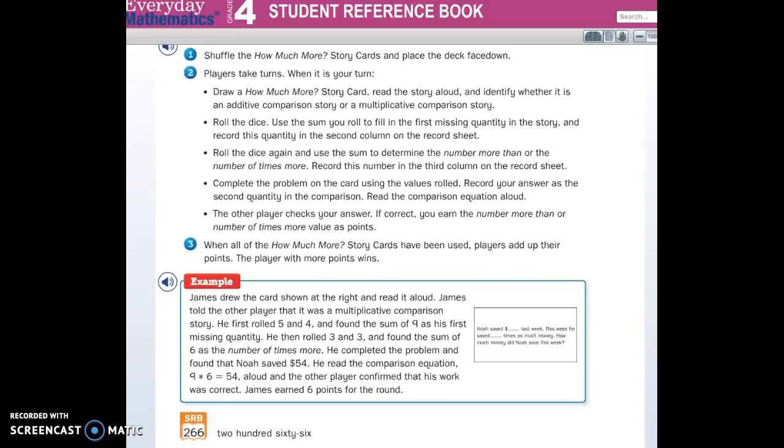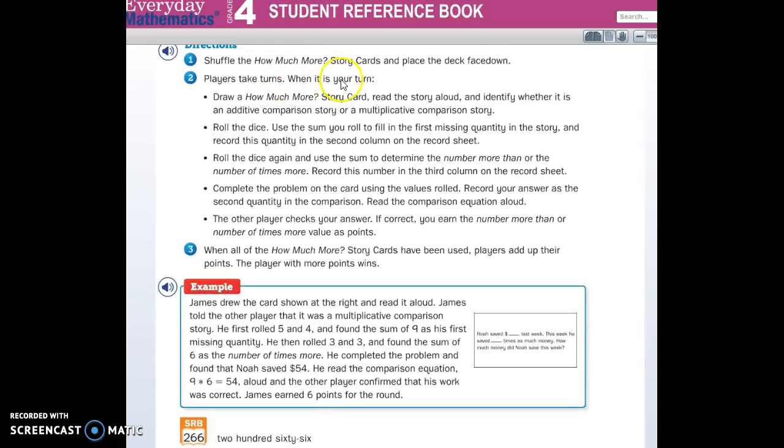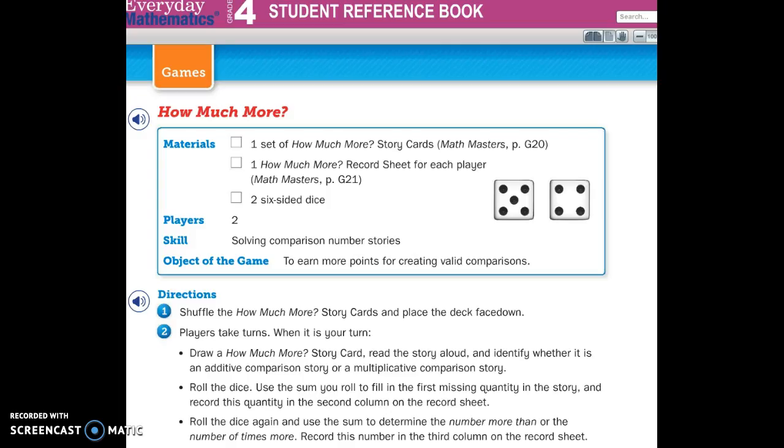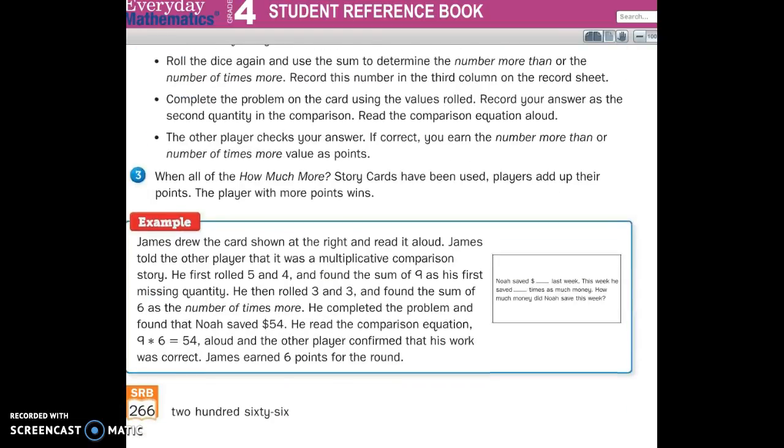So, to get started, you're going to shuffle up the how much more story cards and place them face side down. And here's what you're going to do. You're going to pull one of those story cards. So we're actually just going to kind of go through the example here. And let me zoom in a little bit so we can see that. There we go. So I draw a story card.